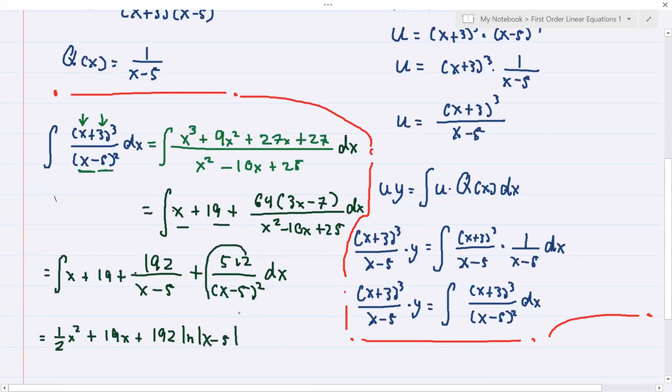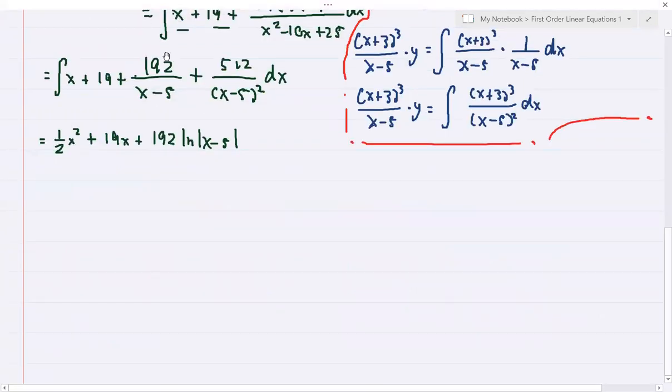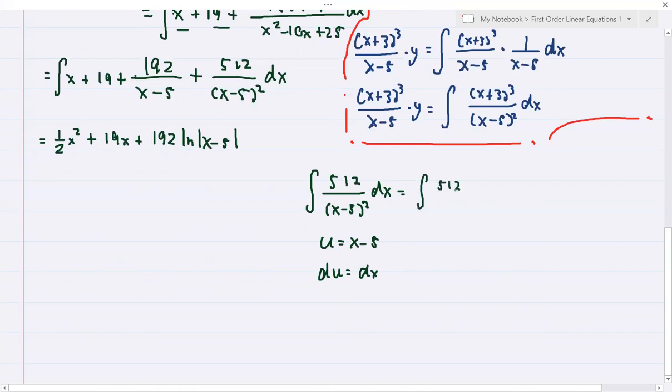Now let's get the integral for this one. The integral of 512 all over the square of x minus 5. Let me be sure, maybe I might be wrong. So the integral of 512 all over x minus 5 raised to 2. We're going to apply u substitution. Your u is equal to x minus 5. So du, you're going to have 1 times dx, or dx only. So we will have 512 all over u squared times du.